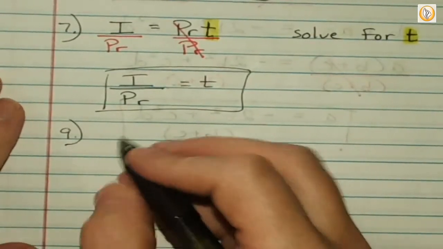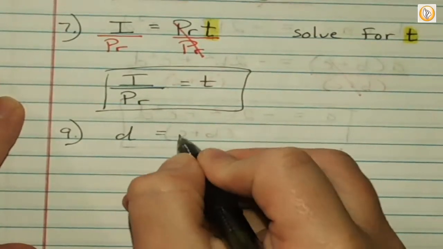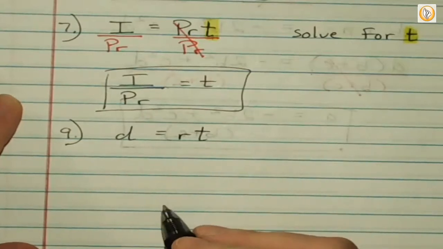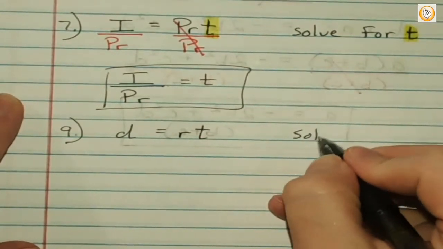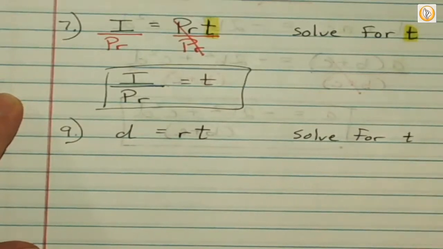Okay, number 9. Dirt. D equals RT. You love dirt. I do, actually. I'm the one that got a pile of dirt for my birthday one year because that's all I wanted.